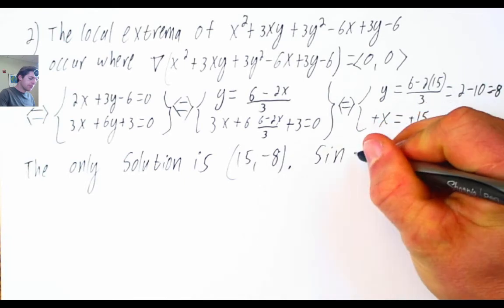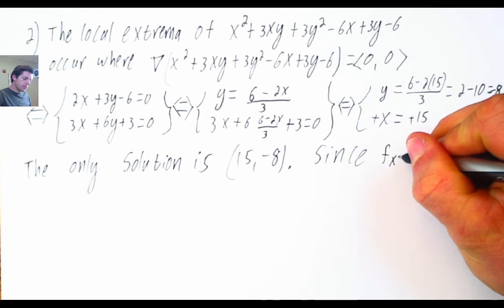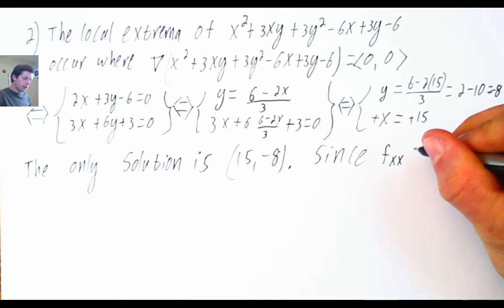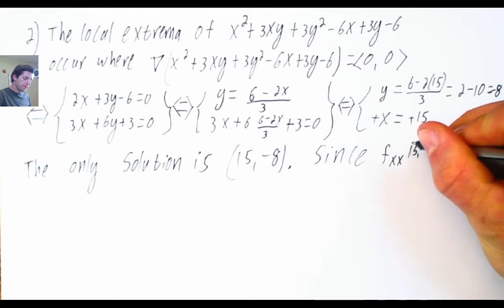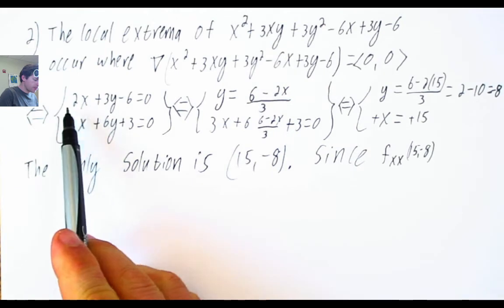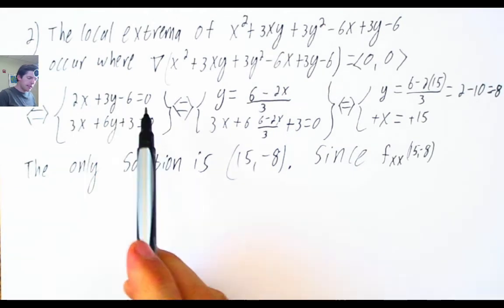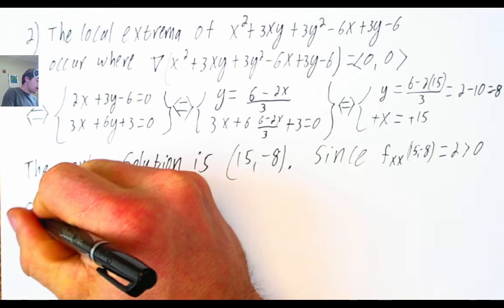Since f sub xx evaluated at 15, negative 8. Now let's see, fxx. I calculated the first derivative. It's over here. The first derivative with respect to x was that. Oh, so this is simply 2. And that's greater than 0, meaning we have positive concavity, or concave up in the x direction.